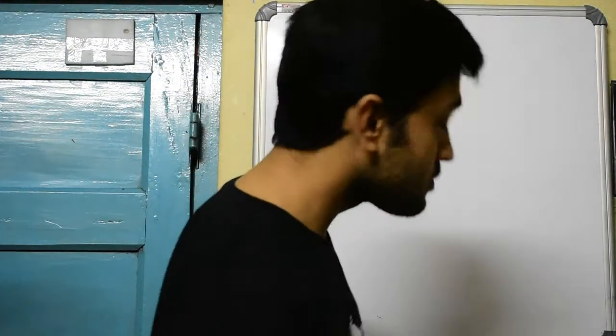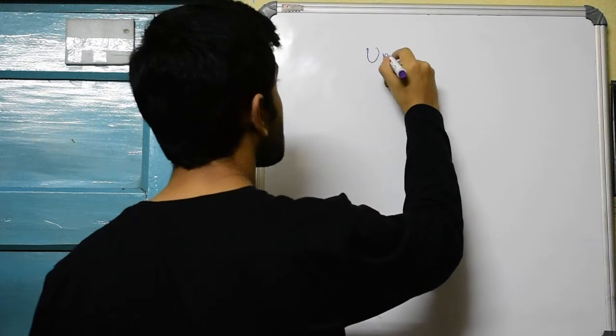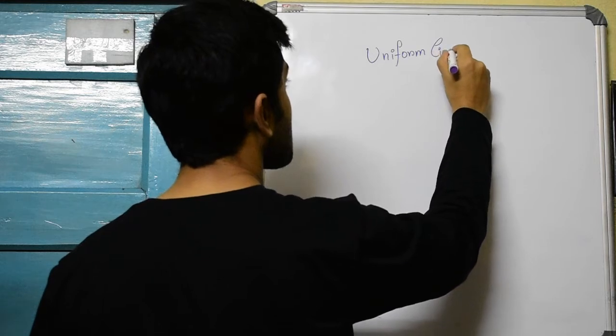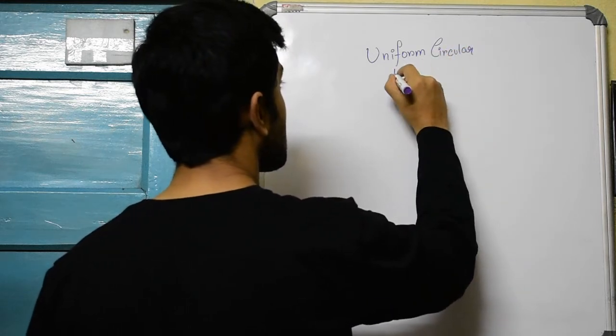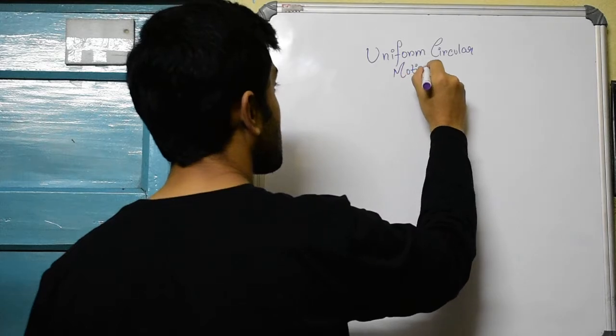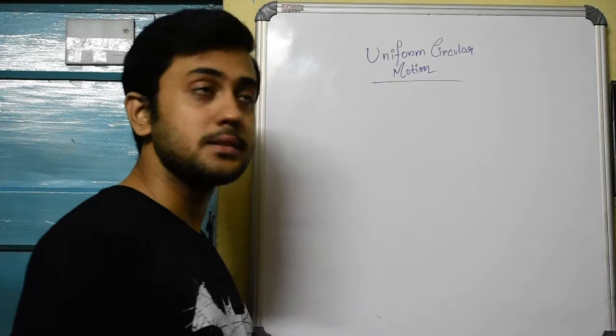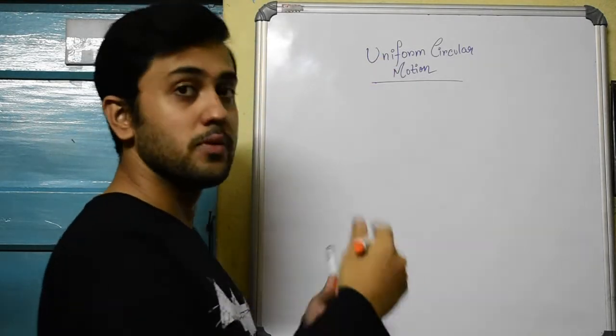Now we shall be dealing with circular motion. In your syllabus you have uniform circular motion. So let us look into it. What is this uniform circular motion? Now, as the name suggests, you can quite obviously understand that this motion has got to do with a circle.